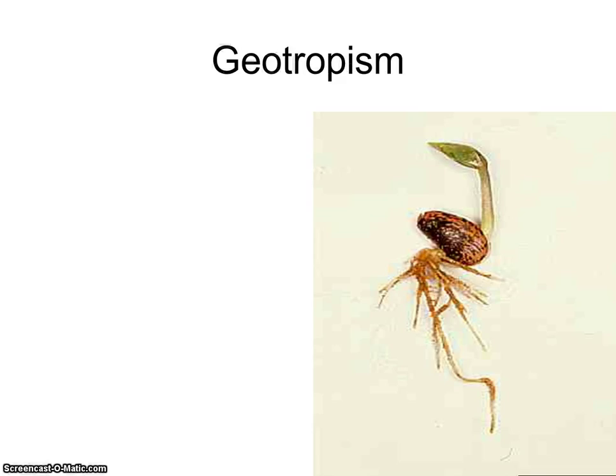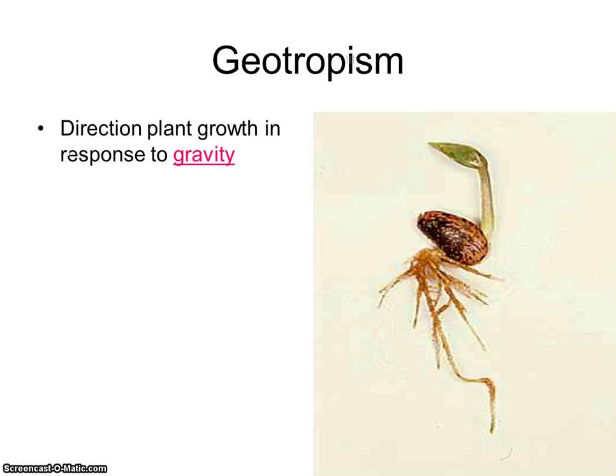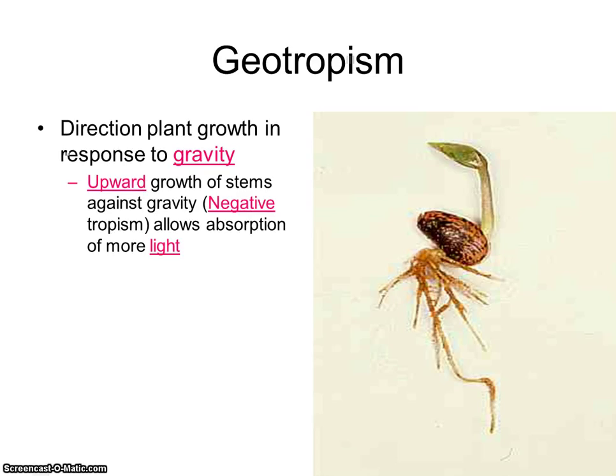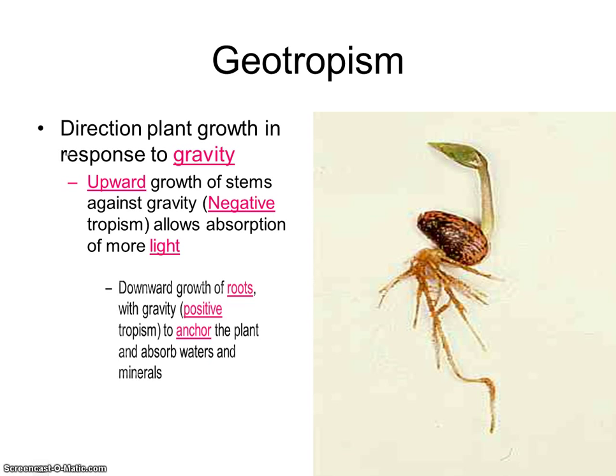Geotropism is another common type of tropism, and plants respond based on gravity. All right, roots are going to grow with the tropism, or down in the positive direction. Okay, so they're going to grow with gravity, searching for the water and mineral source. However, the top of the plant is going to grow up towards the light, but it's actually working against gravity. So that part would be considered a negative tropism.